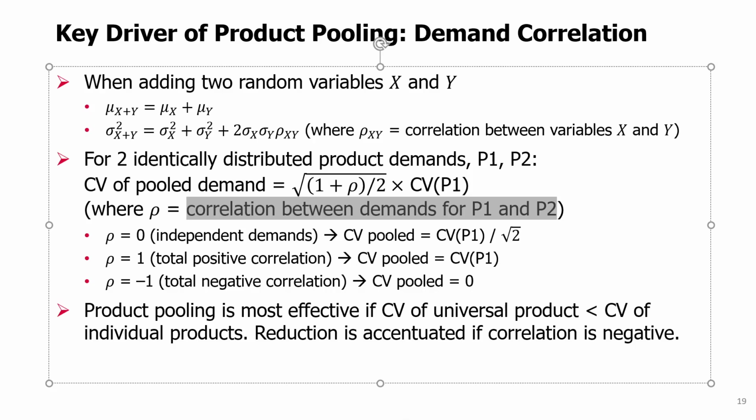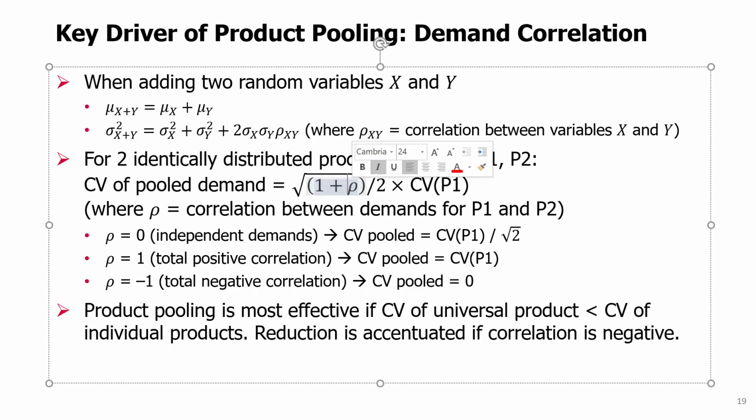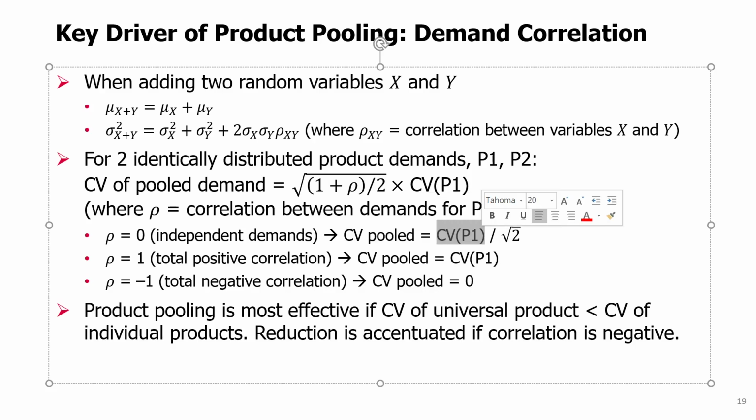So we can consider what happens if demands are independent. Just plug in 0 here for rho, right? And it will be 1 plus 0 divided by 2. So that will be half under square root, or if you like, this will be as if we divide by square root of 2, right? And so the coefficient of variation for the pooled demand compared to individual products will be decreased by dividing by some number around 1.41, right?